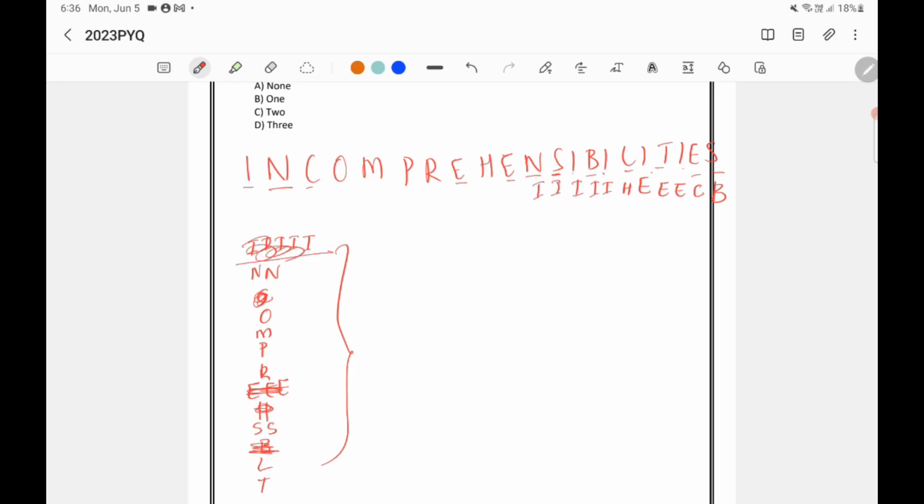Okay. Now J is not there. K, L is there. So I have to write L. After L, M is coming. M is there. Then 2 N's are there. O is there. Then P is there. Okay. Q is not there. R is there. So R. Then S, 2 S are there. And T. So this is arranged in the alphabetical order in the reverse order.